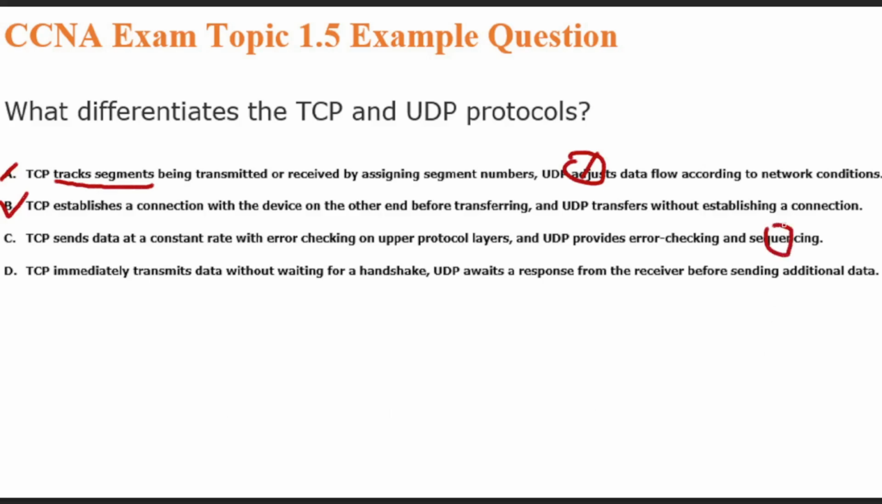Option C, TCP sends data at a constant rate with error checking on upper protocol layers, and UDP provides error checking and sequencing. That's reversed. TCP handles error checking and sequencing, not UDP. And TCP doesn't send at a constant rate, it adapts with flow and congestion control, so C is wrong.